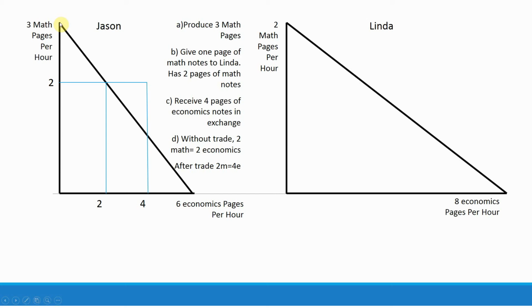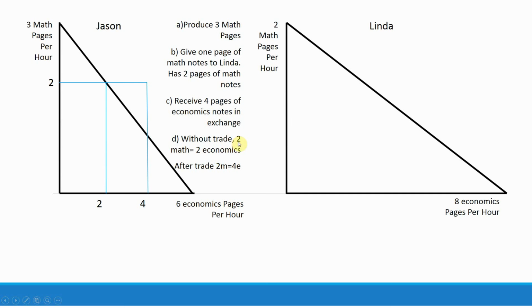So Jason starts at this allocation here, and decides to trade away 1 page of math notes. So 3 minus 1 is here. He has 2 math pages in his hand, but the 1 page here goes to Linda for trade. Because of the trade, Linda has a relationship of 1 math page per hour and 4 economics pages per hour. Because he is sending her 1 math page, she in turn sends back to Jason 4 pages of economics notes.